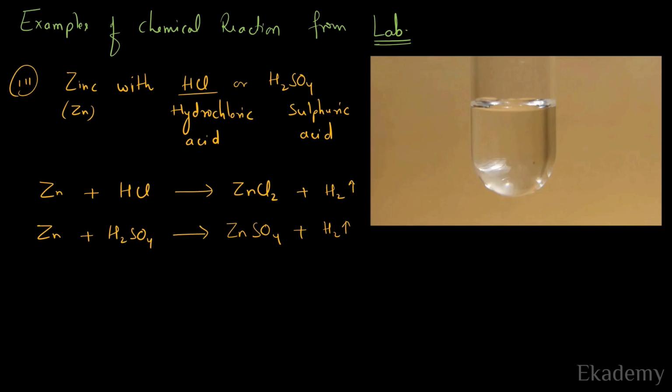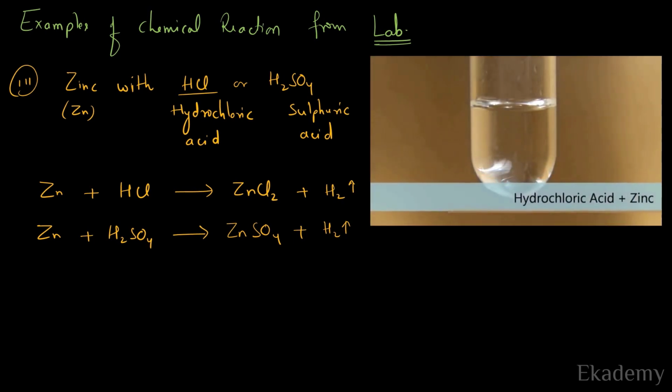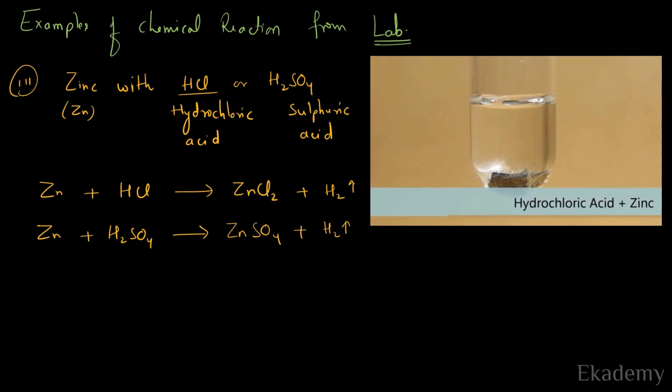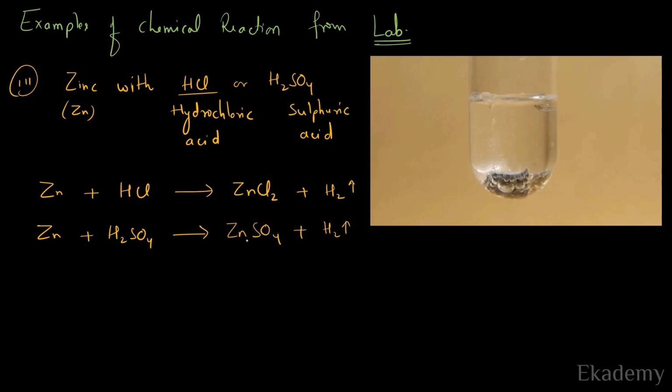So let us see how this reaction happens. In this test tube, we have hydrochloric acid, which is transparent in color, and we added a piece of zinc metal, and now you can see bubbles forming in this solution. These bubbles are nothing but hydrogen gas, which is trying to escape from this liquid. Once the reaction is complete, the reaction mixture will be zinc sulfate and hydrogen will be liberated. So these are a few examples of chemical reactions that we can perform in a lab.